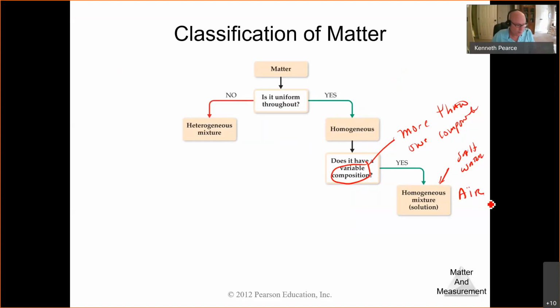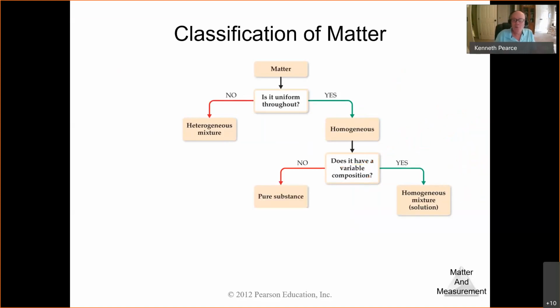It is a mixture of 70% nitrogen. I think it's what, 28% oxygen, and a bit of argon, a bit of CO2, a bit of water vapor. But the air on one side of my office versus the air on the other side of my office is the same, so that makes it homogeneous. Salt water is the same throughout. That makes it homogeneous. Now, when we don't have variable composition, that means we have only one substance, and we call it a pure substance.